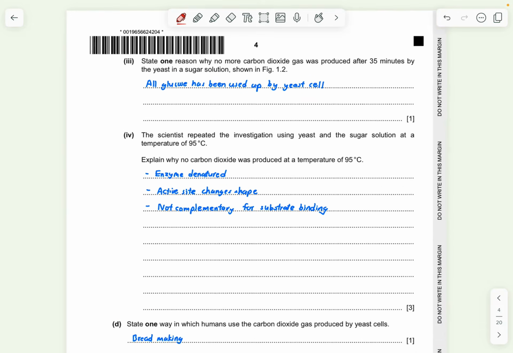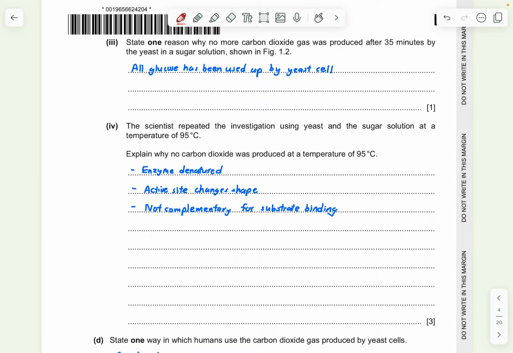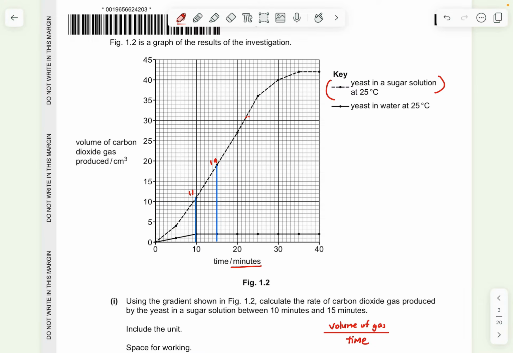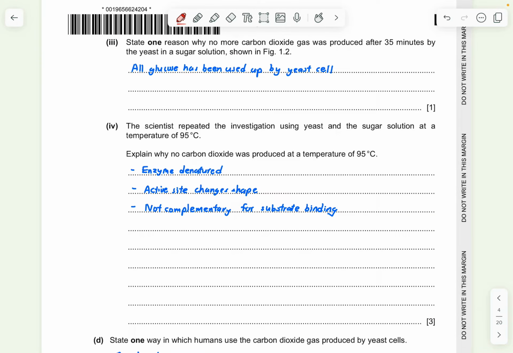So now you need to see, state one reason why no more carbon dioxide gas was produced after 35 minutes by the yeast in a sugar solution shown in figure 1.2. So why is this? It's because all the glucose has been used up by the yeast cells. So after 35 minutes, roughly from here, you can see that it has become the same. So you need to know that the glucose, as a substrate, has already been used up. Once it has been used up, there will be no more anaerobic respiration occurring. No more carbon dioxide will be produced. So that is the result of this one.